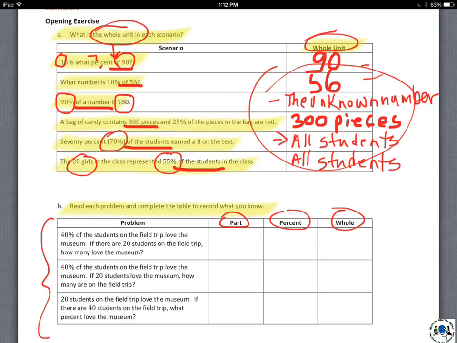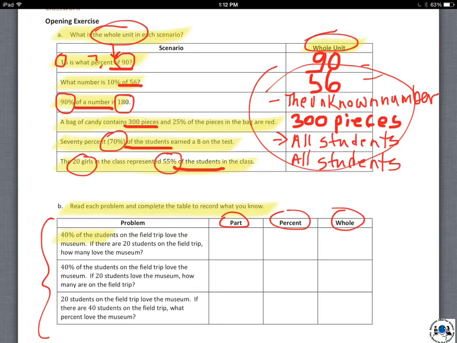So you need to represent what represents all of those, and let me just give you a clue. There's going to be an unknown. It could be the part, could be the percent, could be the whole. So go ahead and give that a whirl, and come on back and we'll go over it.